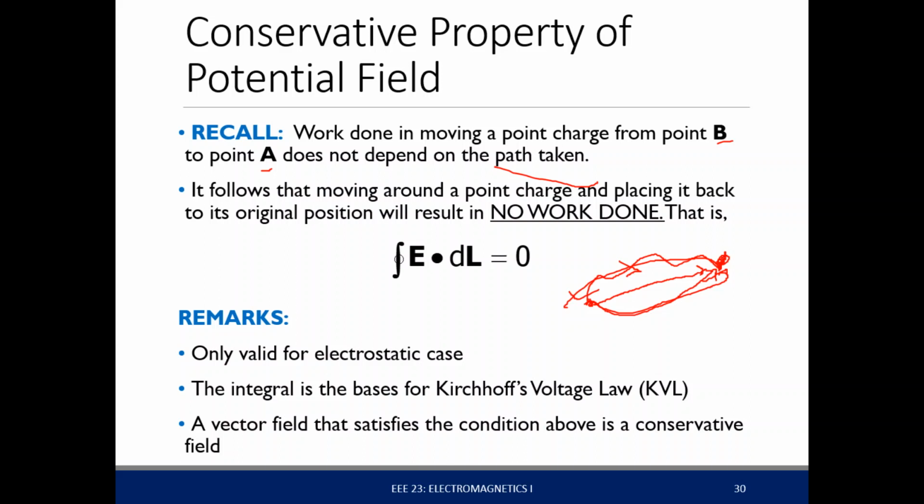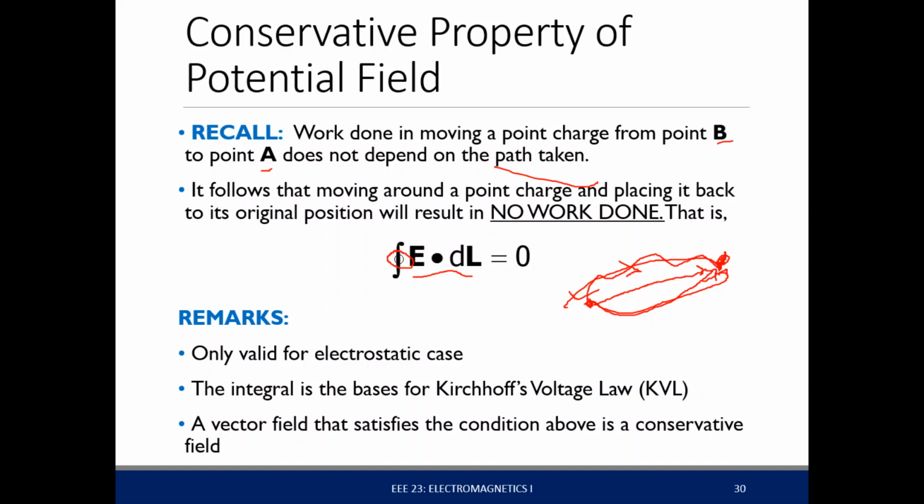So if we move around a point charge and place it back to its original position, there is no work done. That is, your closed loop integral of your electric field dotted to its path is equal to 0. Okay? Closed loop integral, so it's denoted by this circle right here on the integral operator. You have seen that already in Gauss' law, which is a closed surface integral. In this case, it's a closed loop integral.